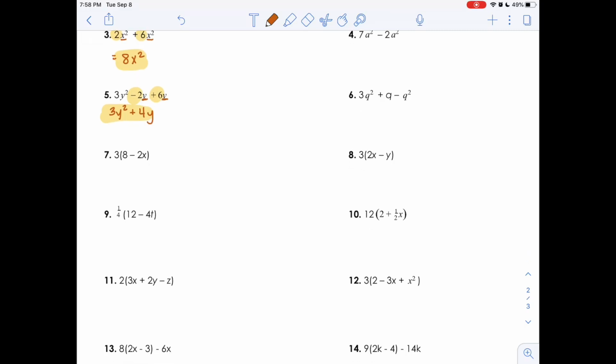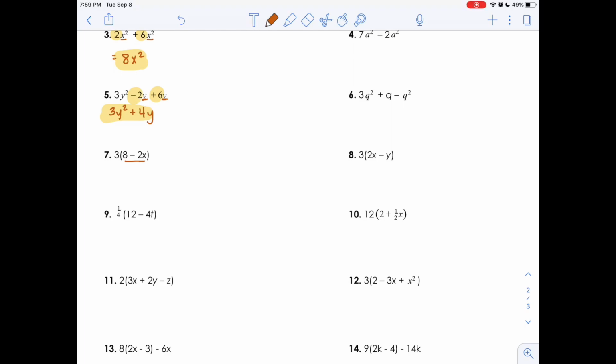Next I have 3 times the quantity, 8 minus 2x. Because I have a parentheses, I want to look inside and see if there's anything I can do to simplify. But the 8 is a constant. It has no variable, no base. And then I have minus 2x, which has a base of x. So these actually are not like terms, and I can't simplify at all.